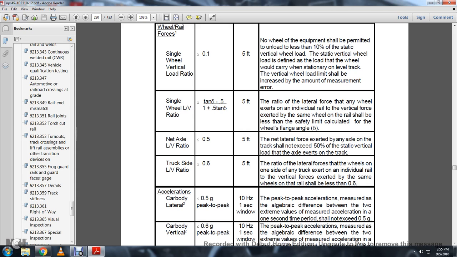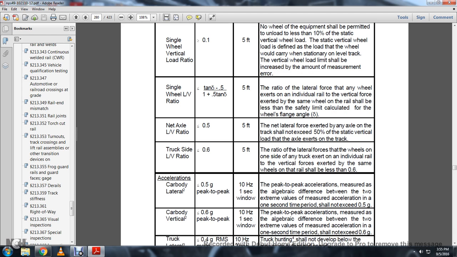So you basically have net axle lateral and vertical load less than or equal to 1/2, filter 5 feet. The net lateral force exerted by an axle on the track should not exceed 50% of the static vertical load exerted by the axle on the track. Truck side lateral to vertical load is less than 0.6.